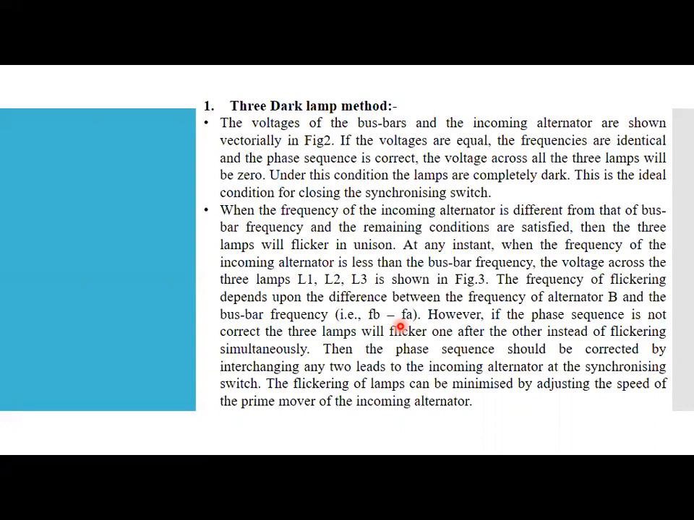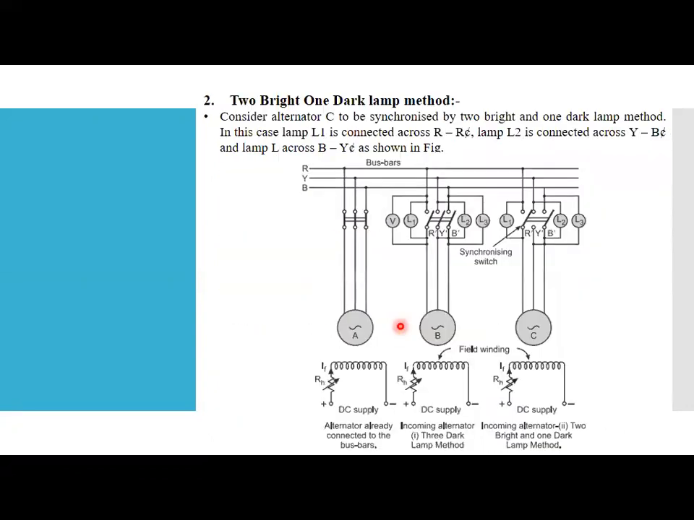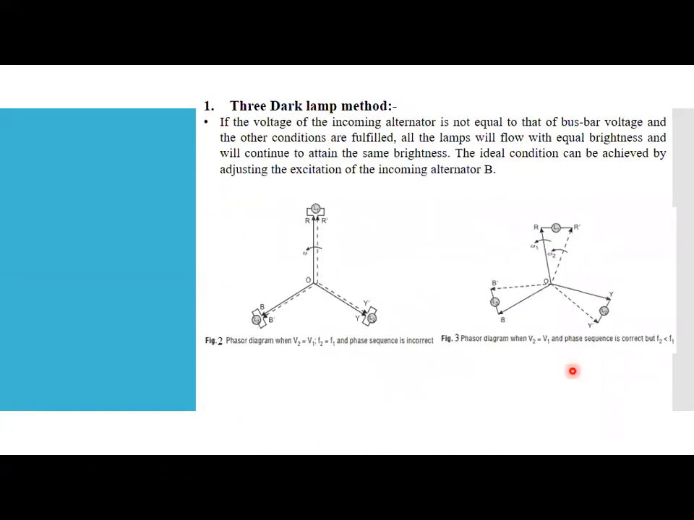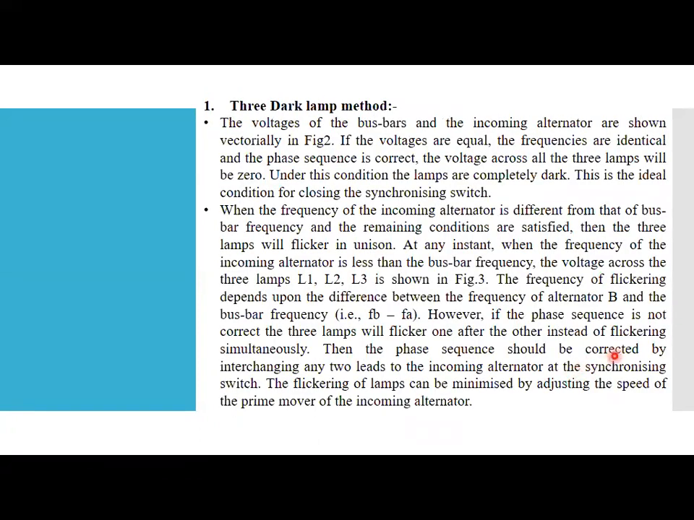However, if the phase sequence is not correct, the 3 lamps will flicker one after the other. Suppose the phase sequence is also not the same, then first my first lamp will flicker, then second, then third, again first, second, third, like this. But generally in our case, let's say the phase sequence is the same.